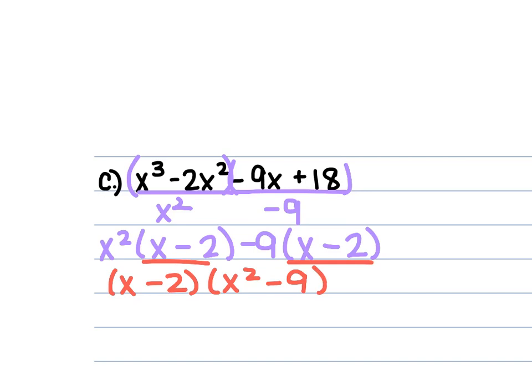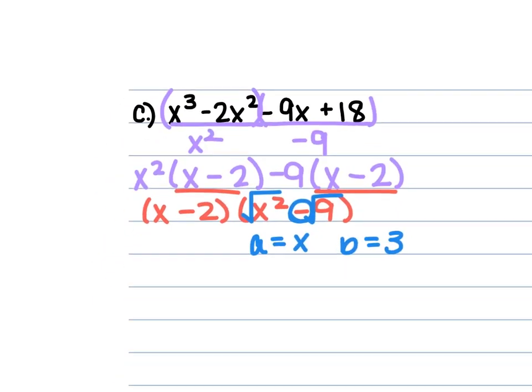Now look at your two terms. You can take the square root of x squared, you can take the square root of 9. You have a negative in between the two. So your a is the square root of x squared, which is x. Your b is the square root of 9, which is 3. Do the difference of squares. You're going to have x minus 2 times x minus 3 times x plus 3.